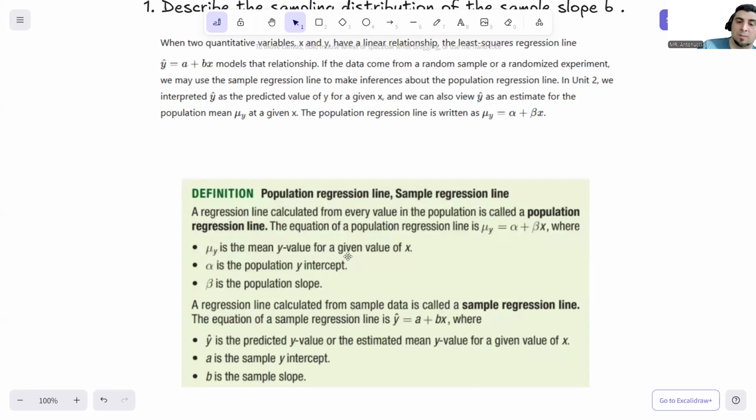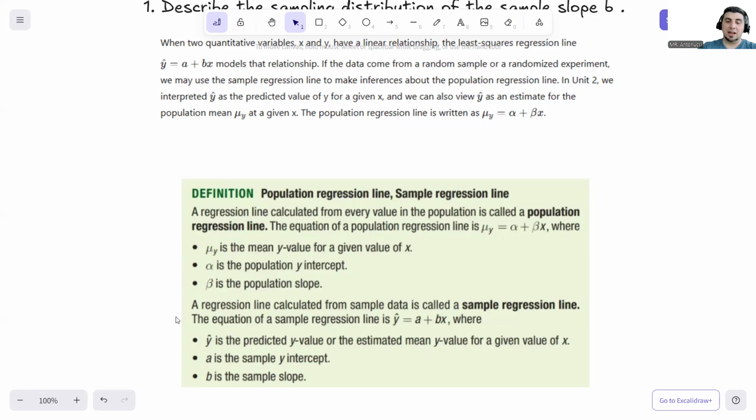It's calculated from every value. A regression line calculated for every value in the population is called a population regression line. The equation of the population regression line is mu sub y equals alpha plus beta x, where mu y is the mean y value for a given x value, alpha is the population y-intercept, and beta is the population slope.